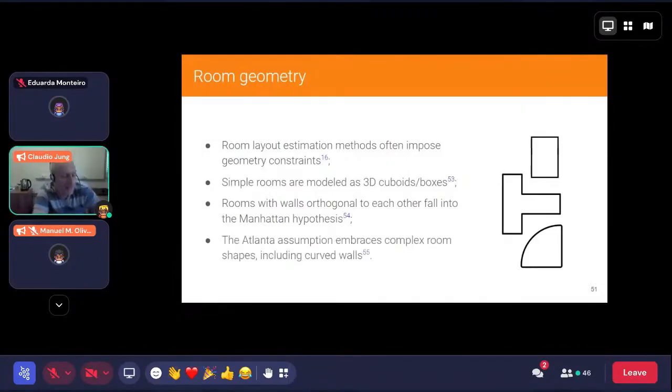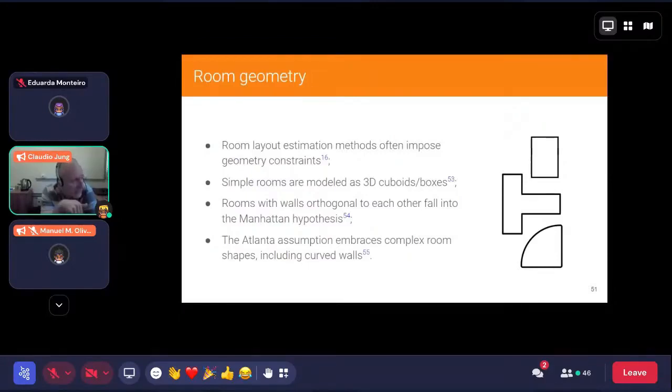And there is the Atlanta assumption that basically you have walls that are orthogonal to the plane, which is usual in most applications, but you can have curved walls. You don't need to have either cuboids or orthogonal connections between the walls. And of course, if you have a cuboid assumption in your model and you run the inference in another room that violates this hypothesis, the results are going to be nonsense.